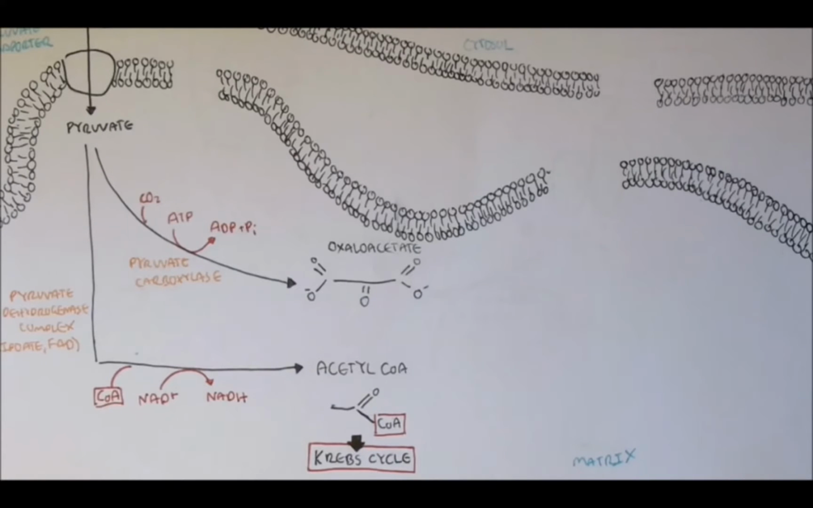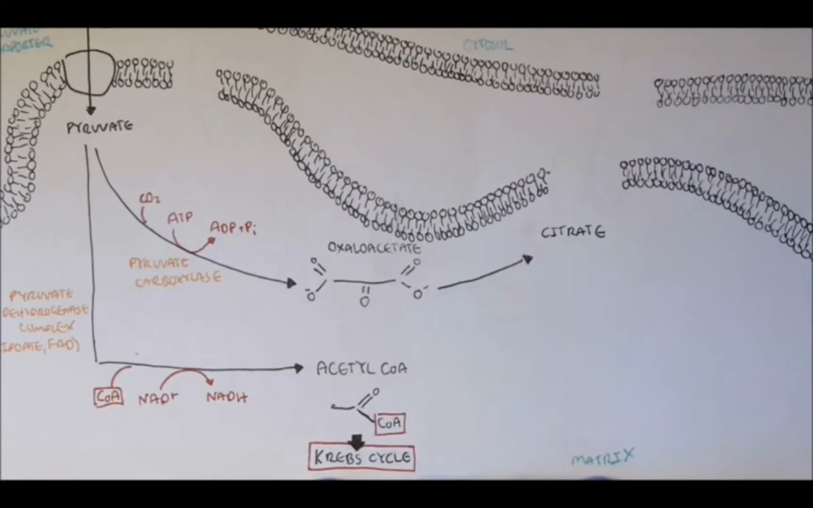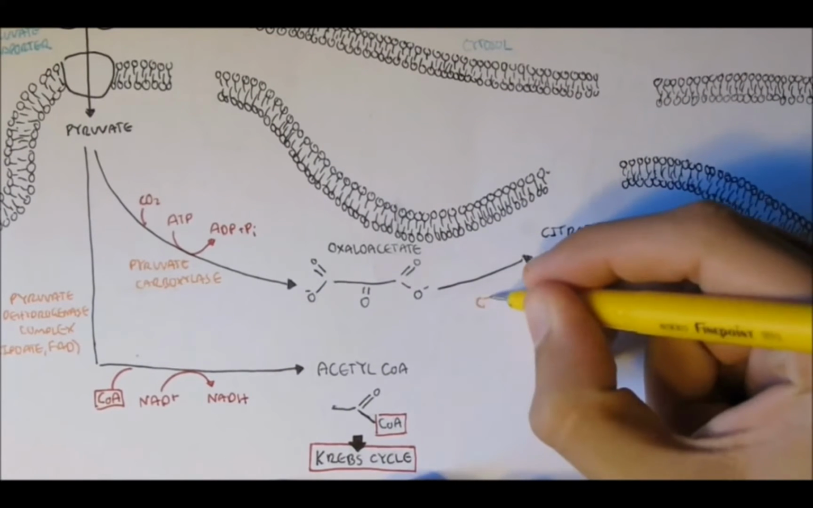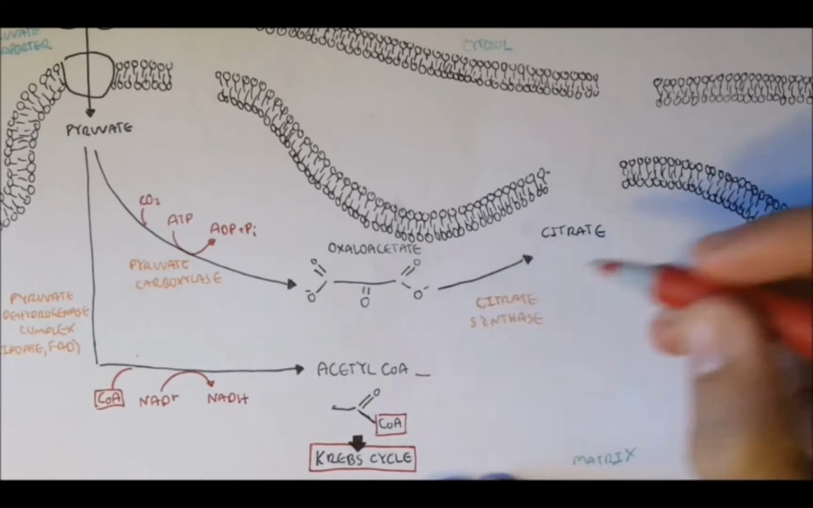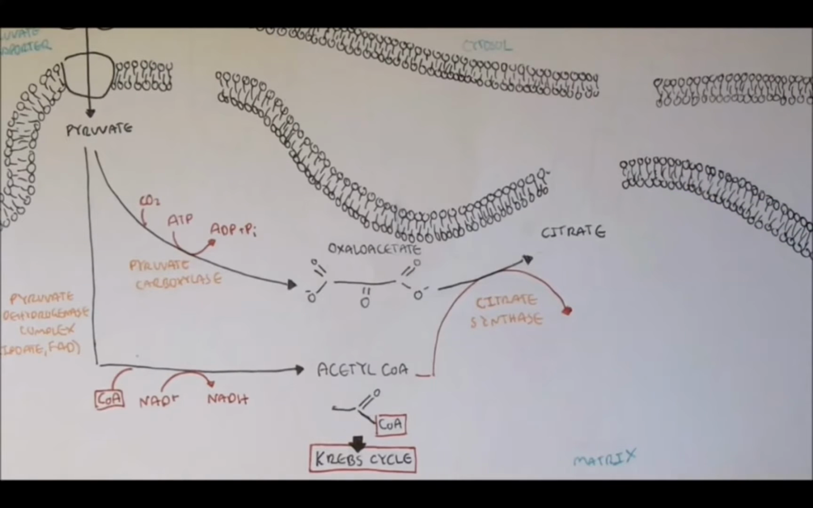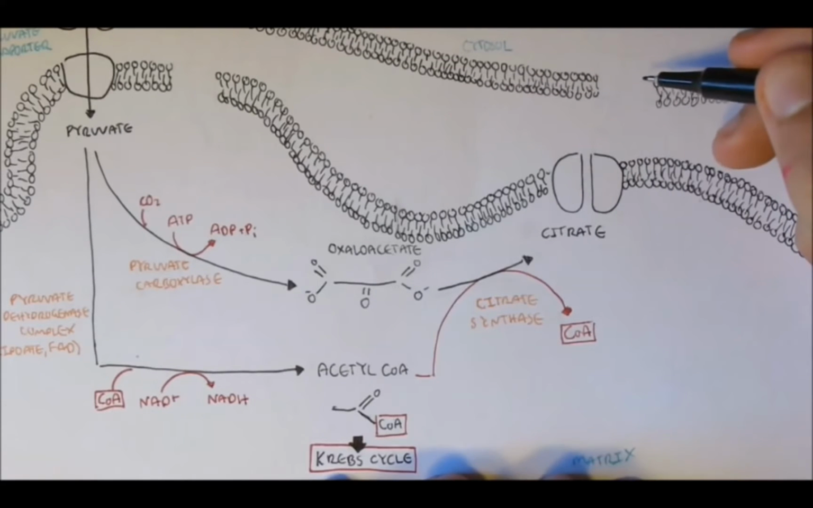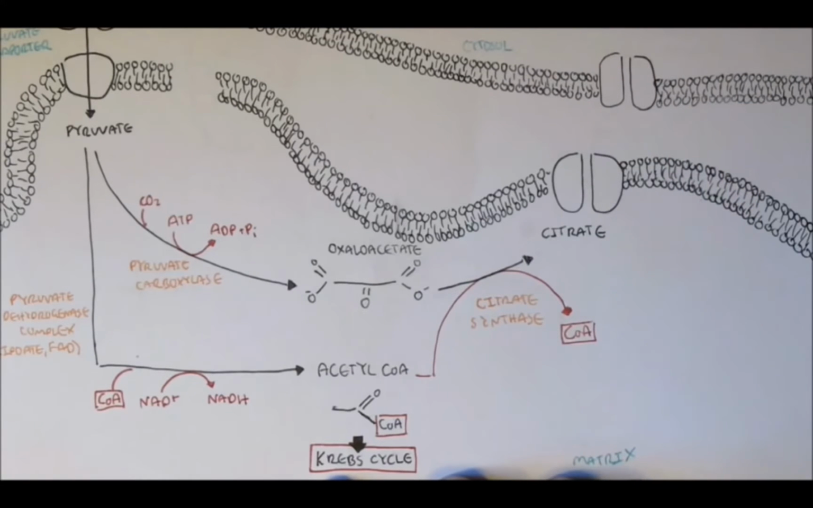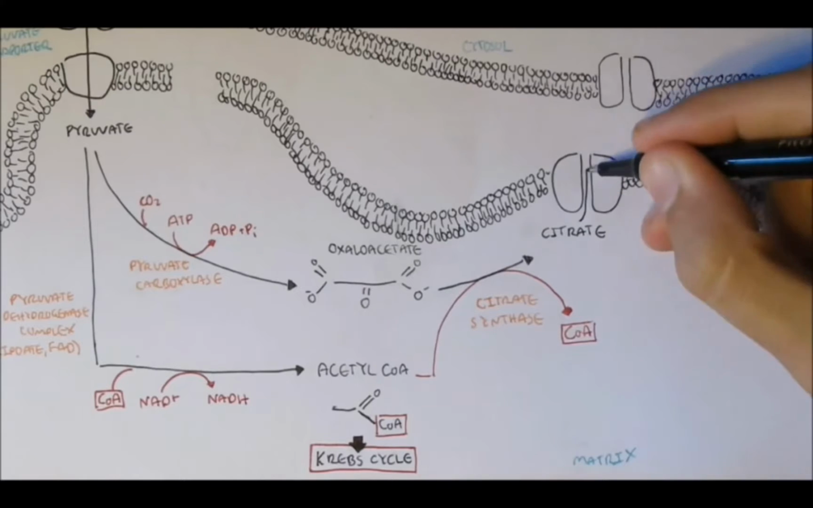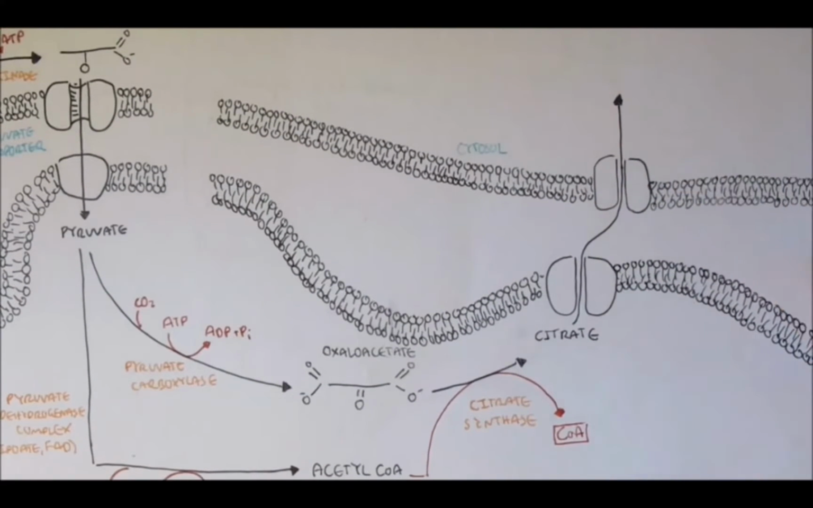Now acetyl-CoA will transfer its acetyl group to oxaloacetate, forming citrate by the enzyme citrate synthase. So acetyl-CoA comes in and transfers its acetyl group, releasing CoA. So now the acetyl group is on citrate. Citrate will then move out of the mitochondria through the inner and outer mitochondrial membranes. So citrate moves through a transporter called the citrate transporter.